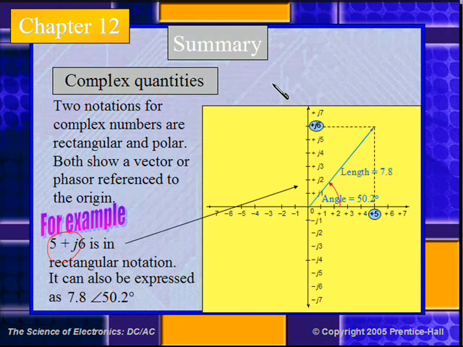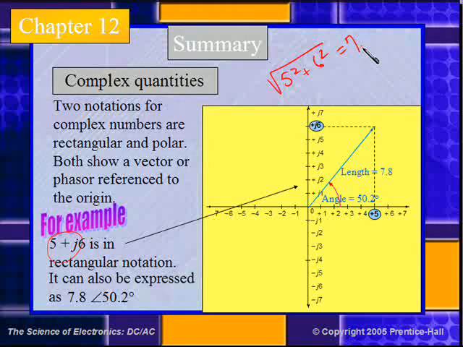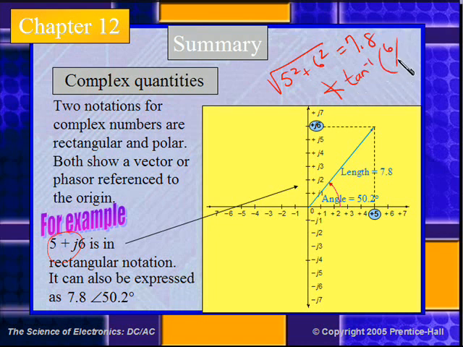And to get that 7.8, you square the 5, square the 6, take the square root of it. That'll give you 7.8. And the angle is found by taking the inverse tangent of 6 over 5. And the inverse tangent on your calculator is the second function.